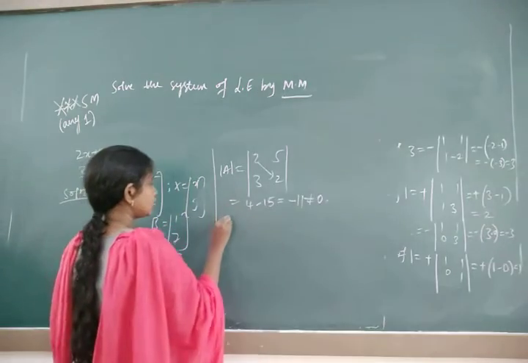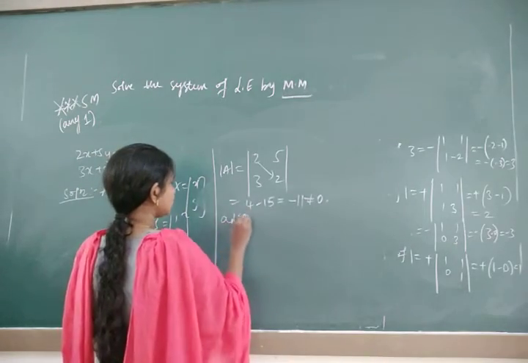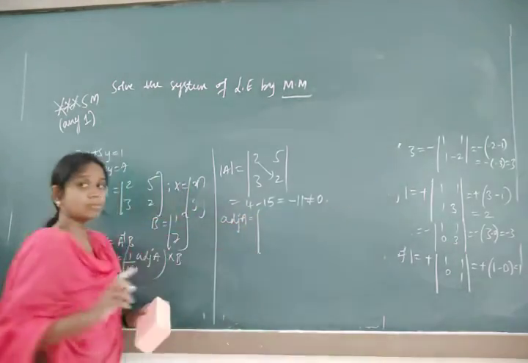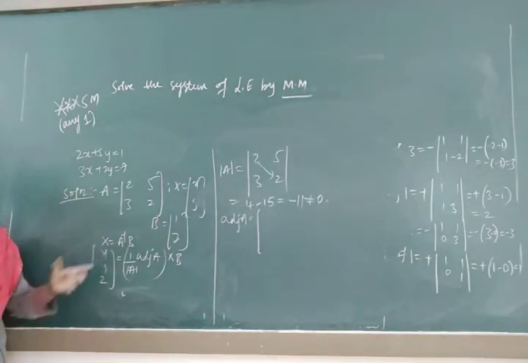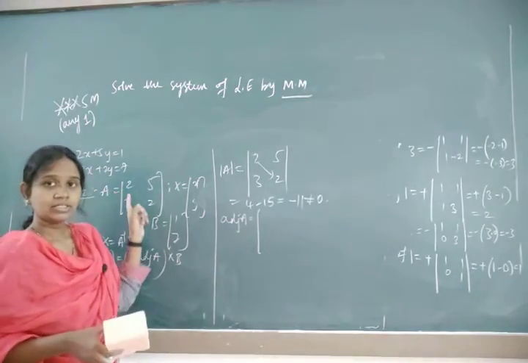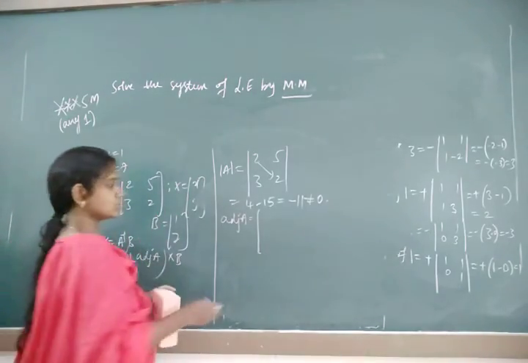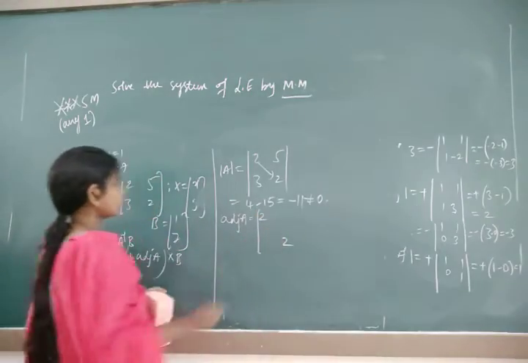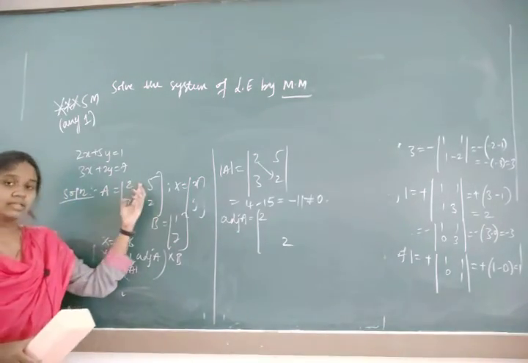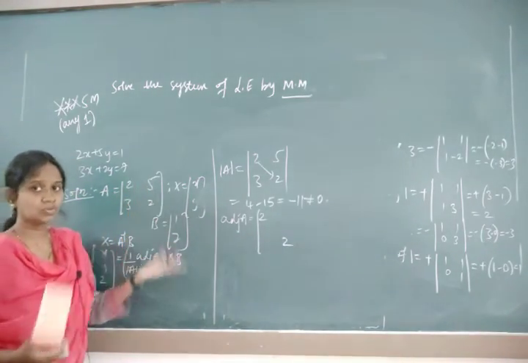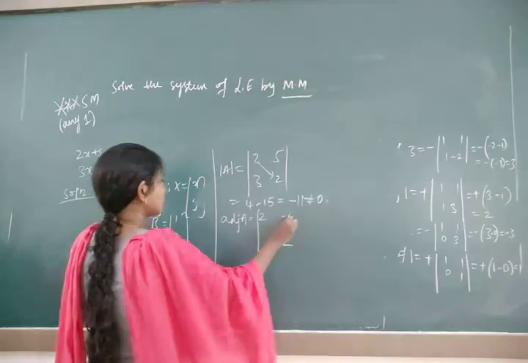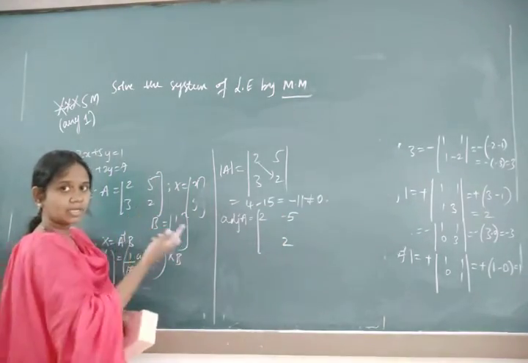Find out adjoint A. Directly we will write adjoint A because it's a 2 cross 2. Remember how to write adjoint A? Interchange the primary diagonal. It is a 2, it is also 2. First you interchange 2 and 2. Then what you will write? Secondary diagonal signs you will change. It's a plus 5, so you will write minus 5. Next it's a plus 3, so you will write minus 3.